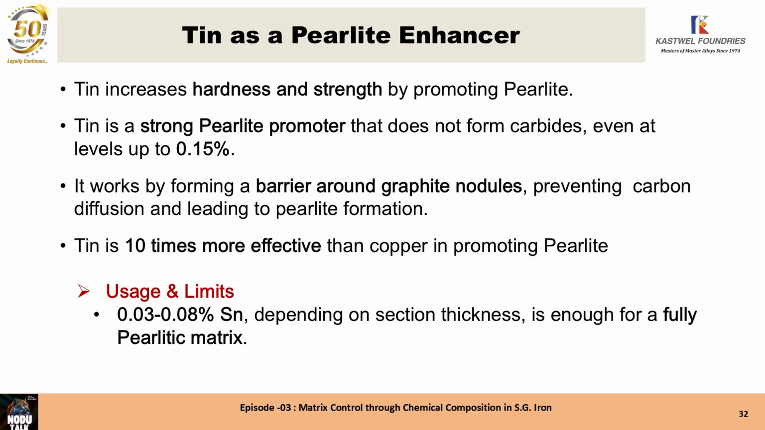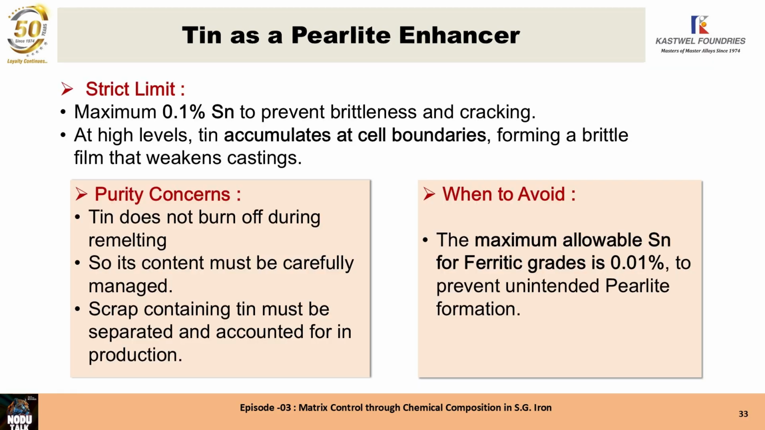Upper limit: 0.03 to 0.08% tin, depending on section thickness, is enough for a fully pearlitic matrix. Tin as a pearlite enhancer. Strict limit: maximum 0.1% tin to prevent brittleness and cracking. At high levels, tin accumulates at cell boundaries, forming a brittle film that weakens the castings.